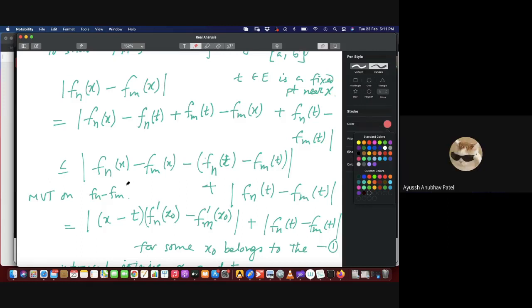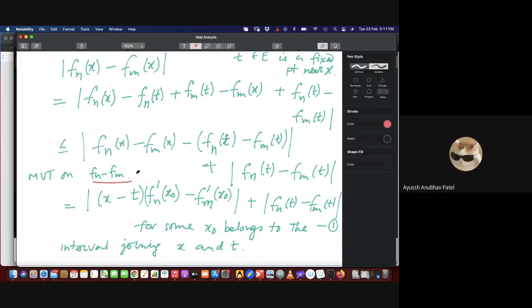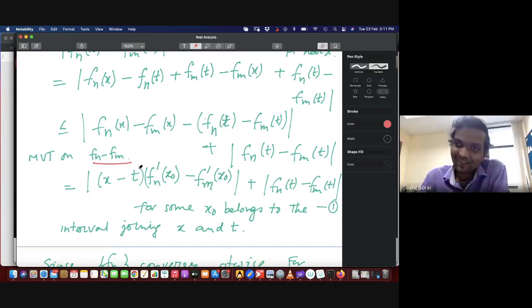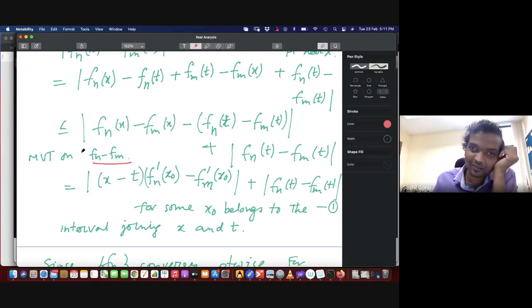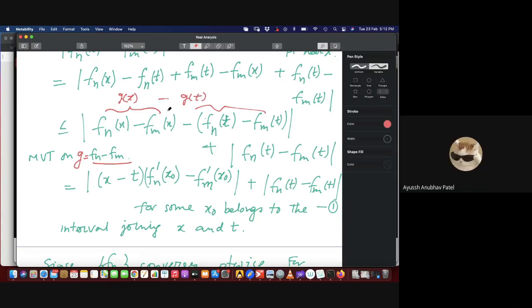You consider this one. Yes? I was confused in this part. Mean value theorem on what? To use the mean value theorem, the function has to be the same, right? Yes, use the mean value theorem on f_n(x) minus f_n(t), the difference. Consider g equal to this. So this one is g(x) minus g(t), right? Yes, sir.